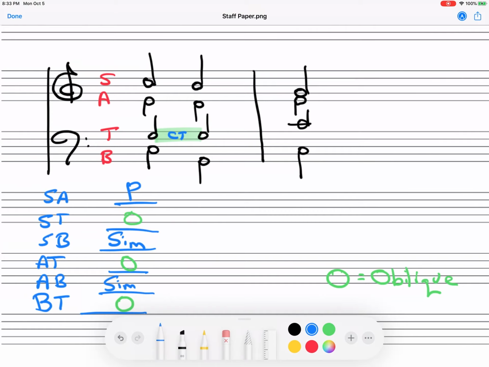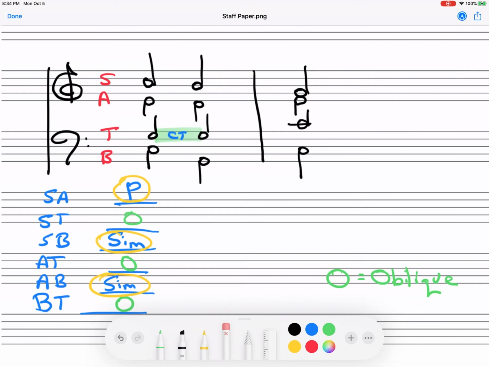Now, I suppose if you wanted to check right now, you could check this, and this to make sure that you don't have one of those types of parallels that we're not supposed to have. Okay, so let's do that. Well, the first thing we want to look at is the interval between the soprano and the alto, because they're moving in parallel. That interval is a sixth. Parallel sixths aren't a problem. So it sounds like this.